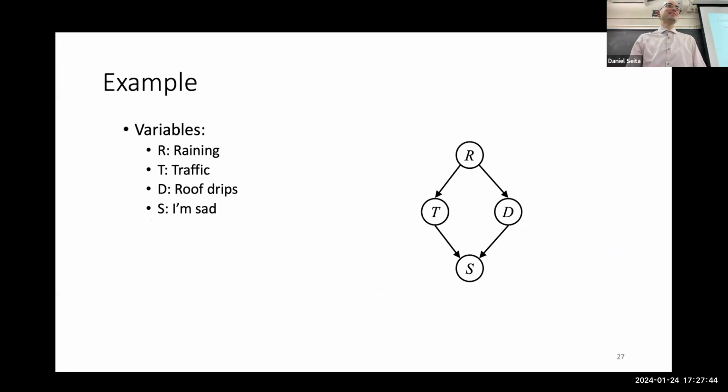All right, so let's try another example. You have four random variables: raining, traffic, roof drips. I guess that's why you need a D, because there's already an R there. And I'm sad.